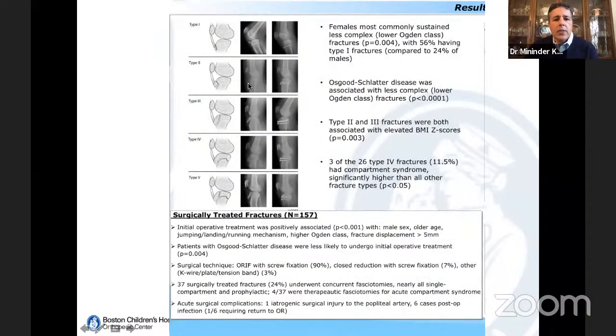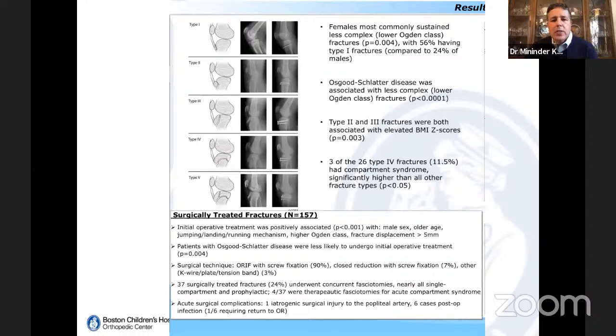If we look here, this is the classification system as well. Females most commonly sustained lower complexity fractures, so lower Ogden classification, with 56% of females having a type 1 fracture, so a fracture of the apophysis only. Pre-existing Osgood-Schlatter's was also associated with less complex fractures. Type 2 and type 3 fractures were associated with higher BMI, so heavier patients.